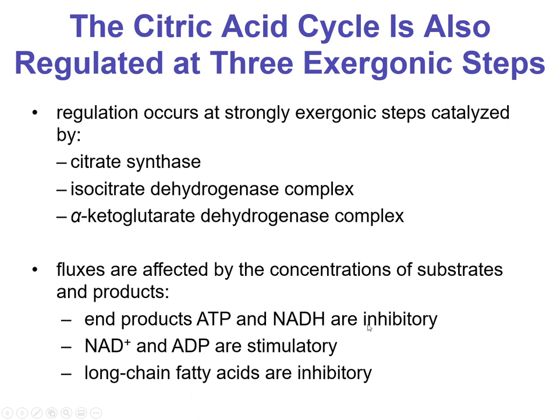So we said that regulation occurs at a bunch of different places for the citric acid cycle. We just covered where all the regulation is for the pyruvate dehydrogenase complex, which isn't exactly a part of the citric acid cycle, but it feeds into it. Then we've got these really exergonic reactions that are catalyzed by citrate synthase, isocitrate dehydrogenase complex, and the alpha-ketoglutarate dehydrogenase complex. All three of these are also regulated. So they're affected by the concentrations of their substrates and their products. So ATP and NADH are inhibitory. That makes sense. They're high energy molecules.